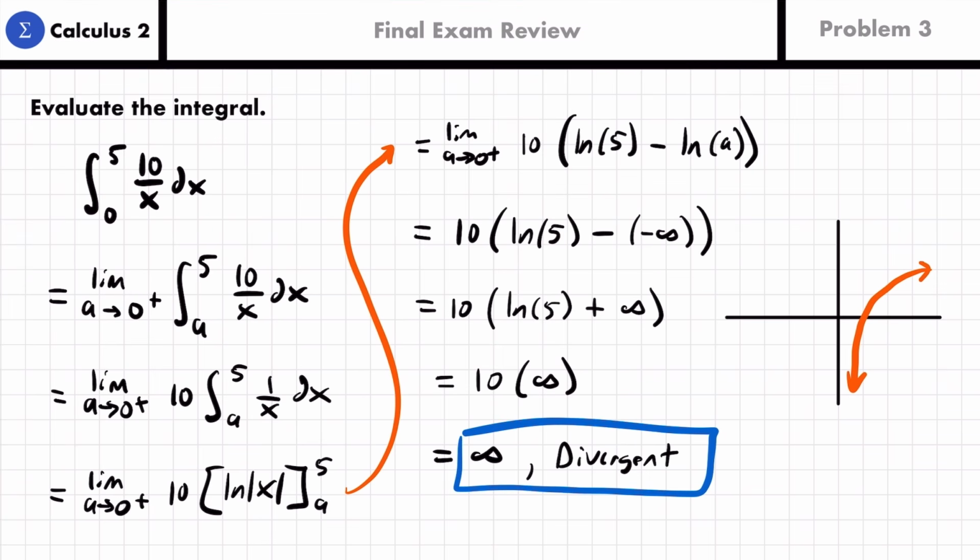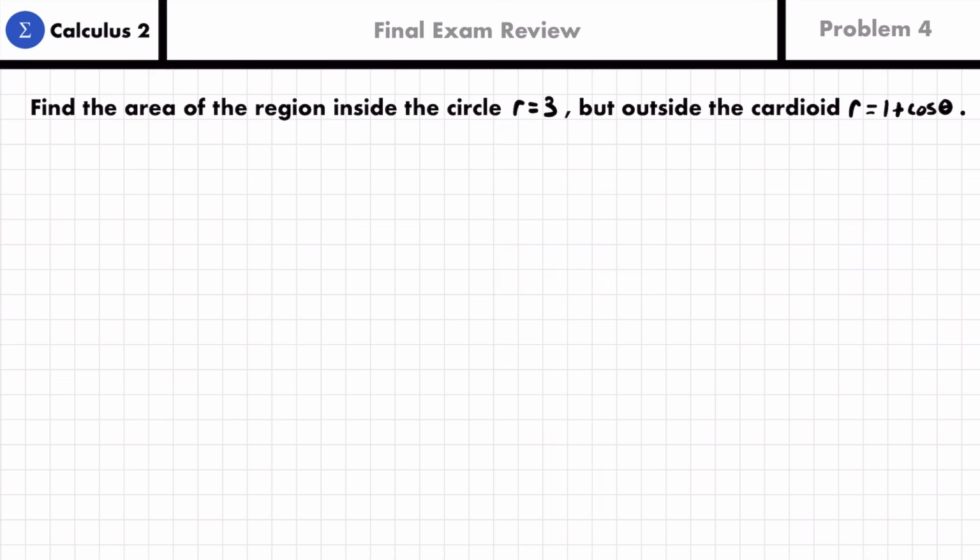Let's move on to the next one. For our fourth review problem, we want to find the area of the region inside the circle r equals 3, but outside the cardioid r equals 1 plus cosine theta. Okay, so in this problem, we're working with calculating polar area, or area in polar coordinates, specifically the area between two curves.